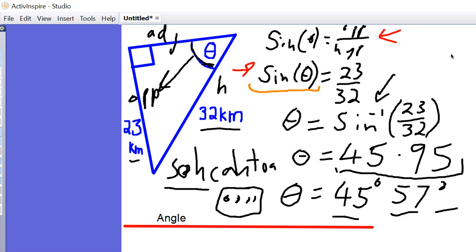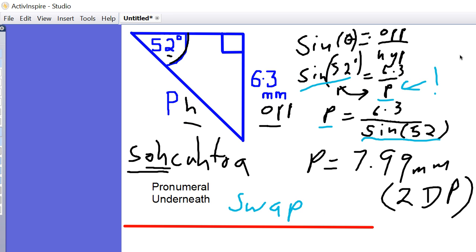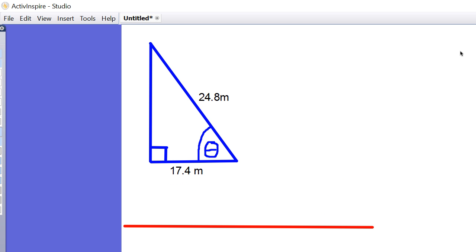All right, so just to review, we read the triangle, we chose the ratio, we wrote it out carefully, we rearranged, we calculated, and we checked our answer. That is the entire process for most right-angle trig questions. I did promise I will put up some example ones, so here's one here. You might want to pause it, and then try it yourself. Okay, now I'm just going to race through it. Let's see how we go.